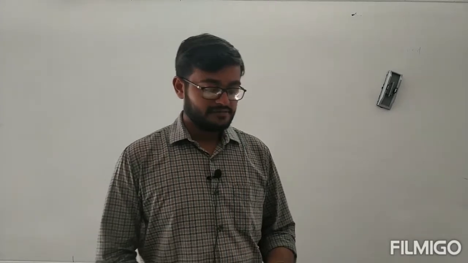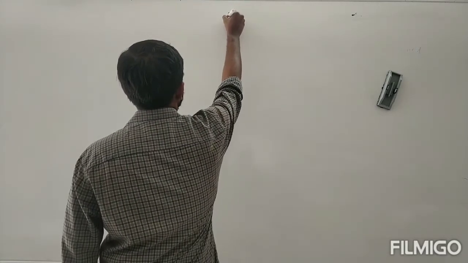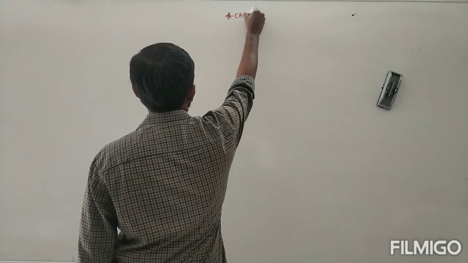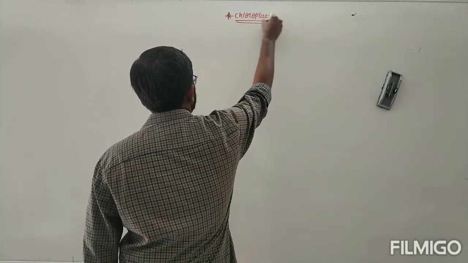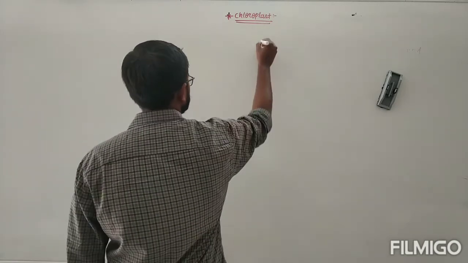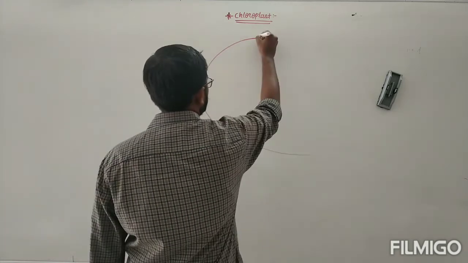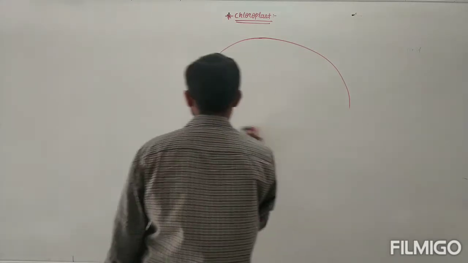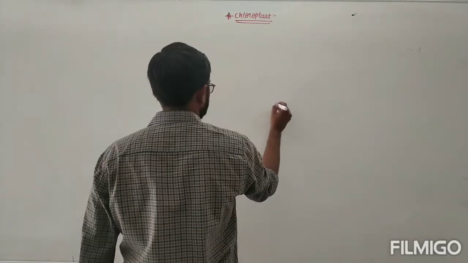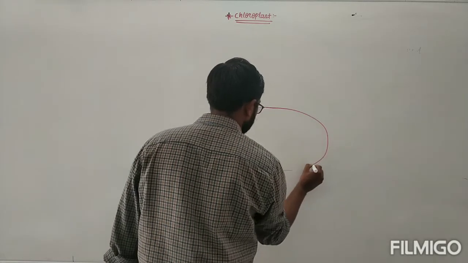Okay, so dear student, back to the topic. We are going to continue the portion where we were discussing the plastid termed as chloroplast. So let's look at the structure of the chloroplast. Let's take an example. This is a chloroplast, and this is a portion of the chloroplast.